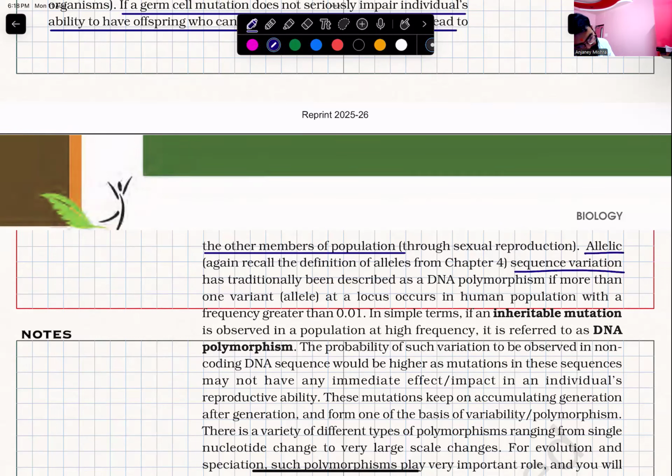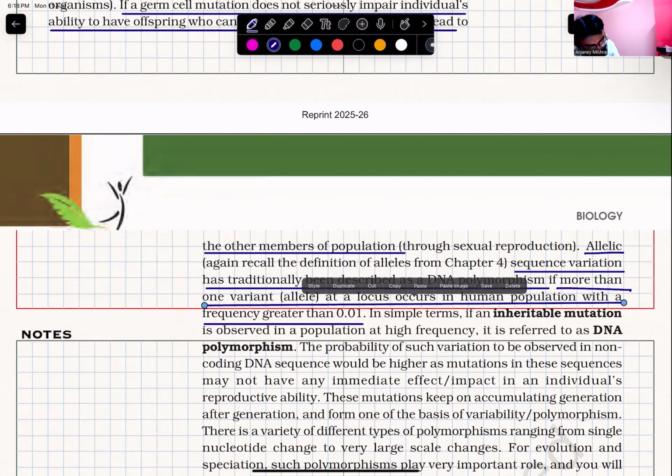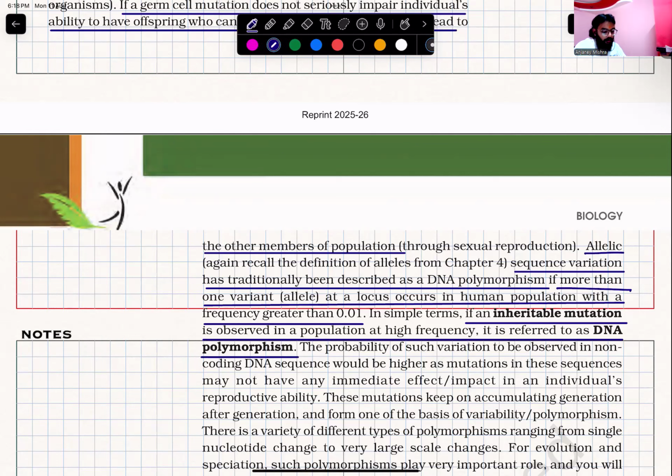Allelic sequence variation has traditionally been described as DNA polymorphism. If more than one variant of an allele occurs at a locus in the human population with a frequency greater than 0.01... this made it even smaller. I wrote 0.1, you can correct it to 0.01. That means even if more than one person in a population of 100 shows it, then it is called polymorphism or inheritable mutation. Same logic, same example. Inheritable mutation. And this change in the DNA becomes an allele, right? Yes, basically it becomes an allele because it is inheritable.